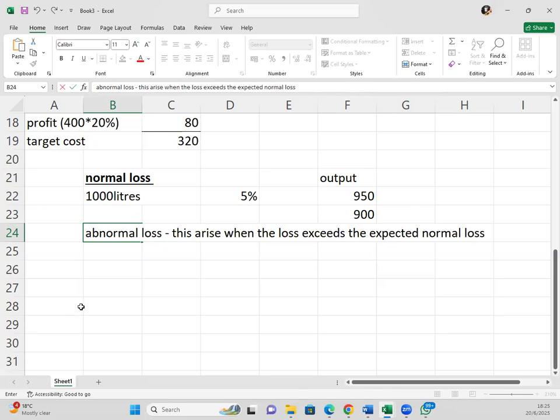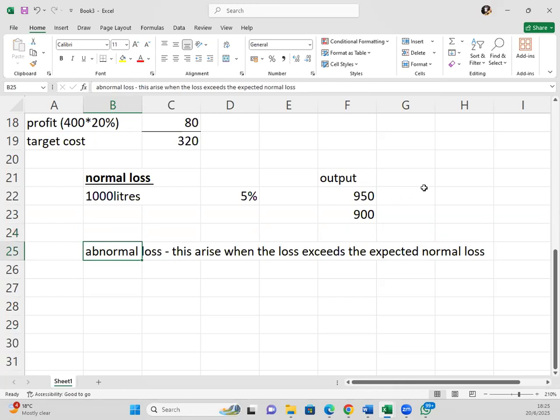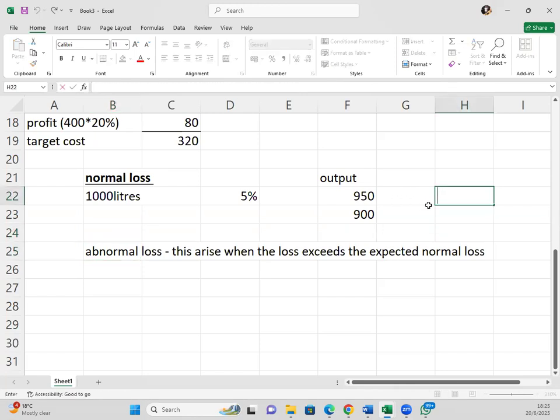So if the loss is actually exceeding the expected normal loss, we say there's an abnormal loss. Like in the case where the output is now 900. So in terms of the loss, the normal loss is 50, because from 1,000 liters the normal loss is 5%. But in this case the loss was 100, which is way above what we expected. So there was an abnormal loss.